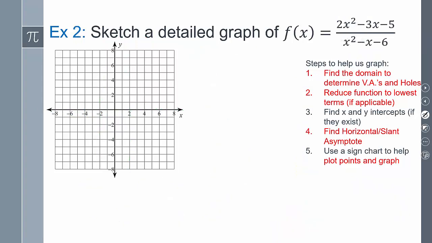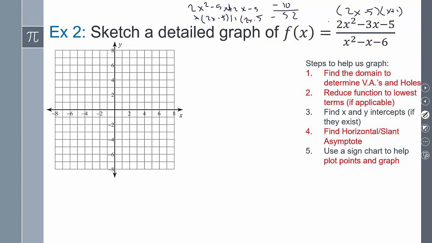So for this one, find the vertical asymptotes and holes. So that means I'm going to have to factor this. So A times C, -10, factors of -10 that can give me a -3, so -5 and 2. So I'm just doing some quick factor by grouping here. -5x plus 2x minus 5. Factor by grouping, x is in common, and then 1's in common. So this factors into 2x minus 5 times x plus 1.